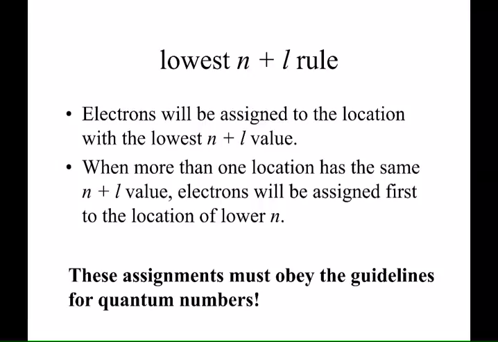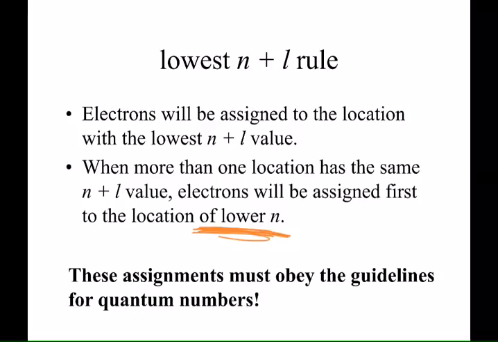For example, the 2p has an N plus L value of 3, and the 3s has an N plus L value of 3. What this says is, if that's the case, we're going to go with the lower energy, which is the lower N. So in that case, 2p.